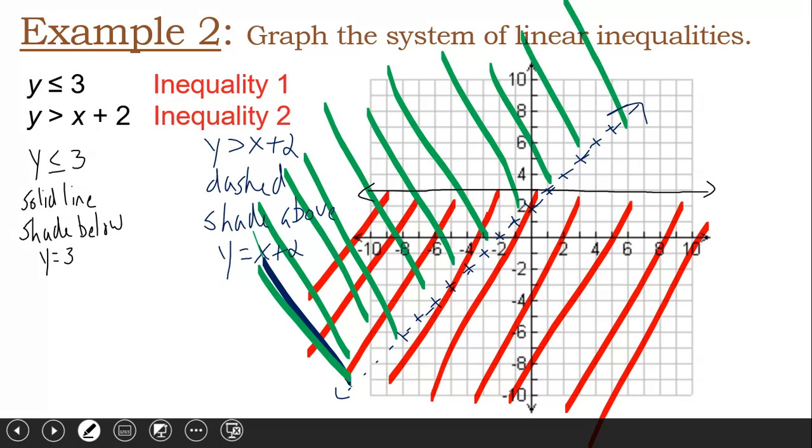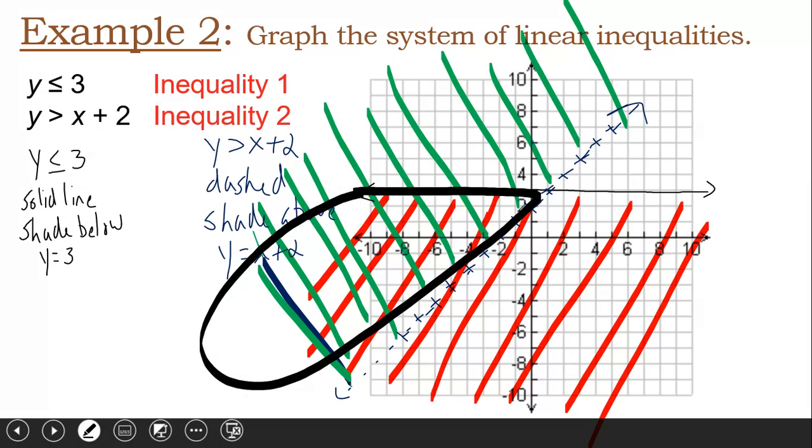So what I'm looking for is that overlapped region where I have that double shaded area. And we like for you to circle that overlapped region. So where I have that red and the green shading is right in this area in here. And there is my solution set for this particular system of inequalities.